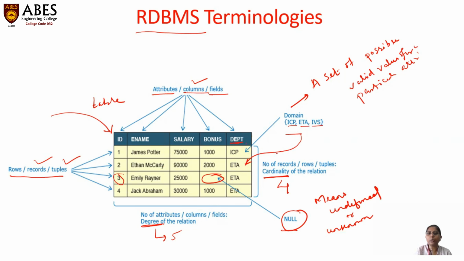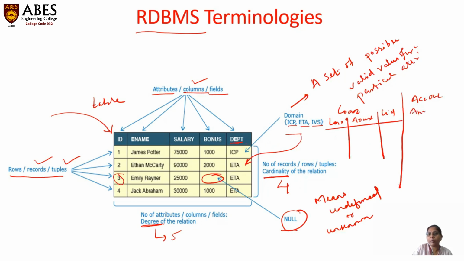We can take some more example to explain you about the domain. Suppose we have two relations. One is loan. Then suppose we have another relation that is account. And in loan relation, we have the attributes like loan number. Then suppose loan amount. Then suppose customer ID. Similarly, in account relation, we have account number, then we have amount and customer ID.